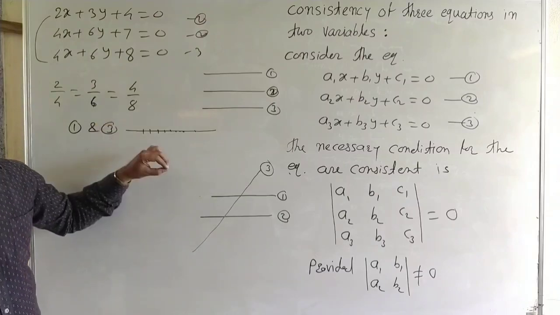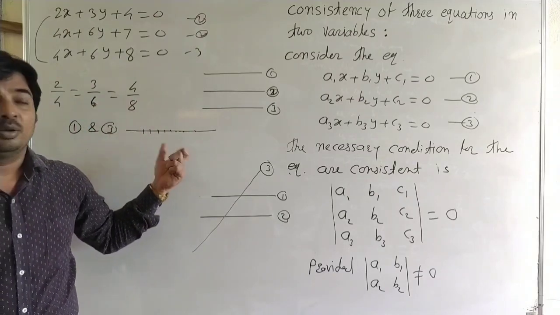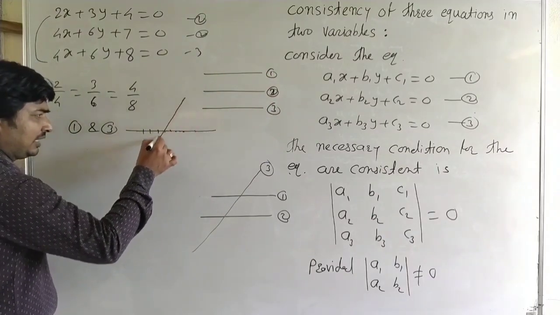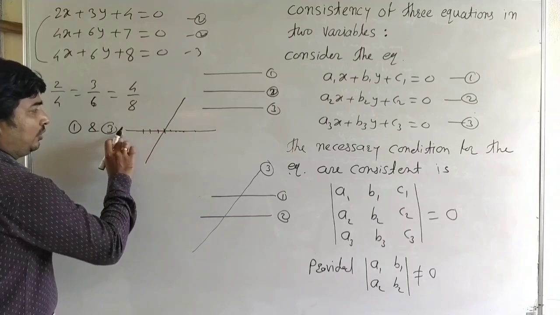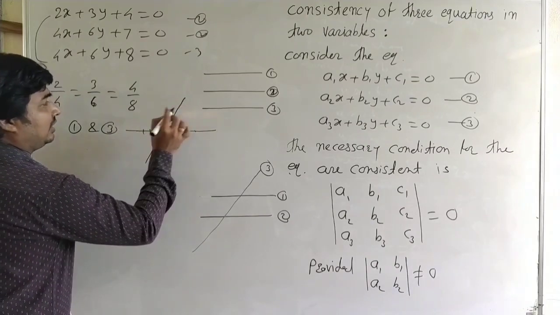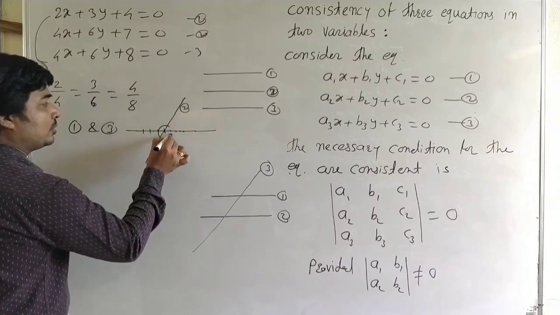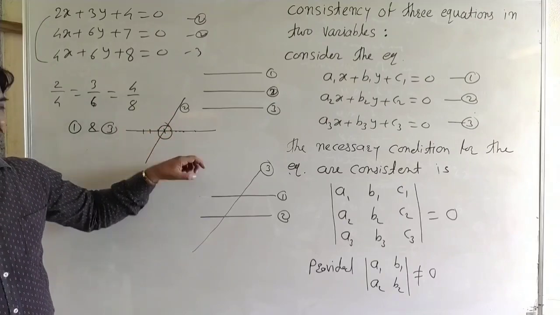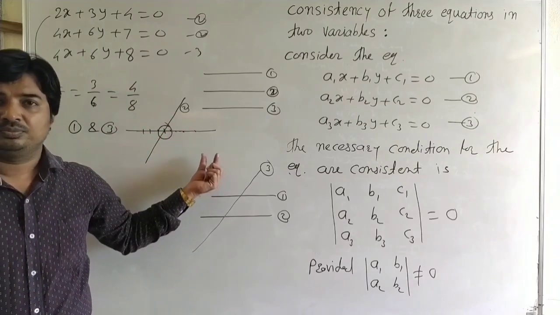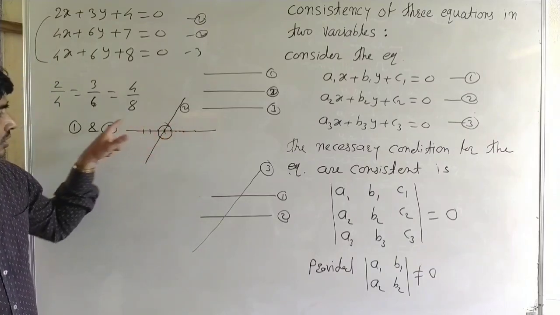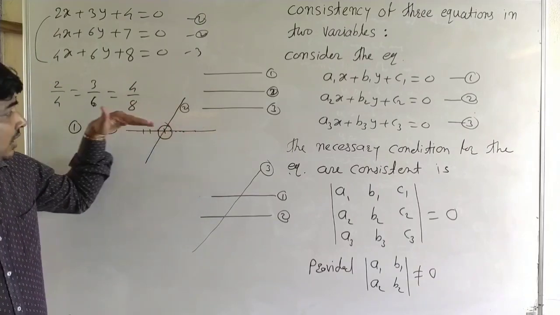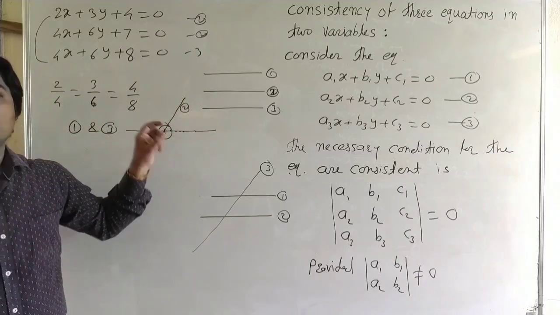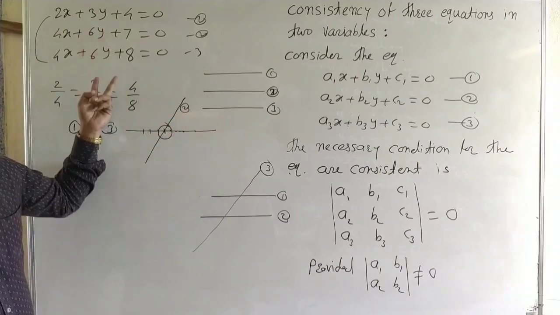But which lines are consistent? Lines 1 and 3. But we have to check that lines 1, 2 and 3 are consistent. Here, lines 1 and 2, lines 1 and 3, and line 2 have only one common solution. That means the lines are consistent. Lines 1 and 3 have infinitely many solutions, but lines 1, 3 and 2 have only one common solution. So these lines are consistent.